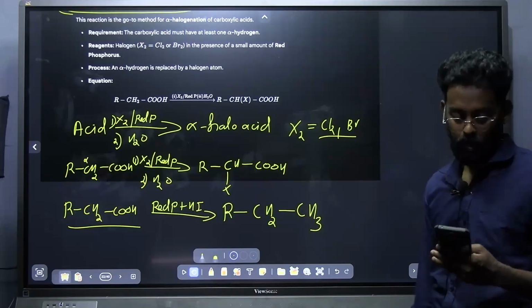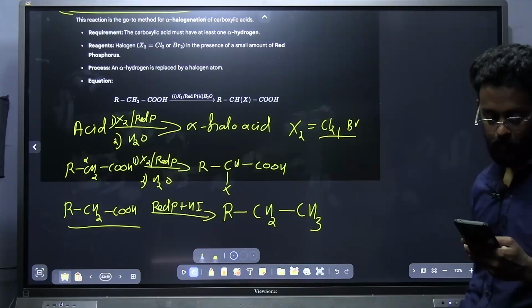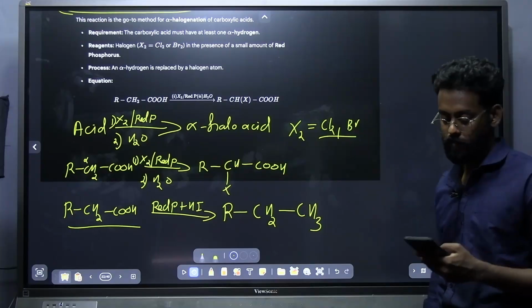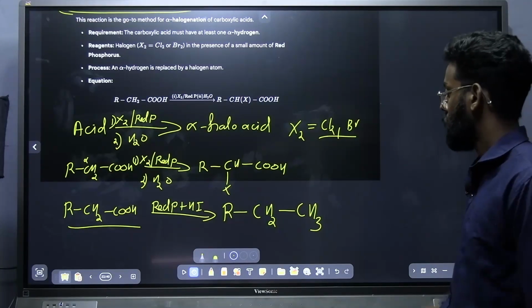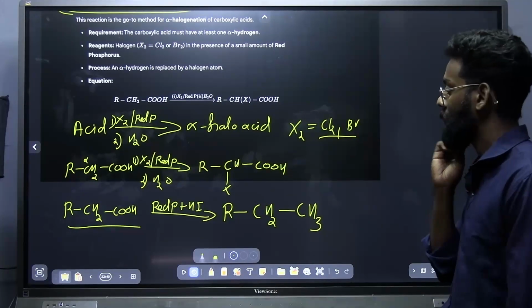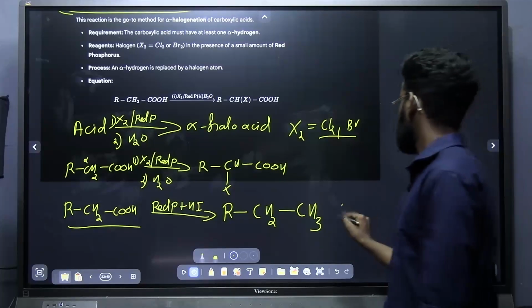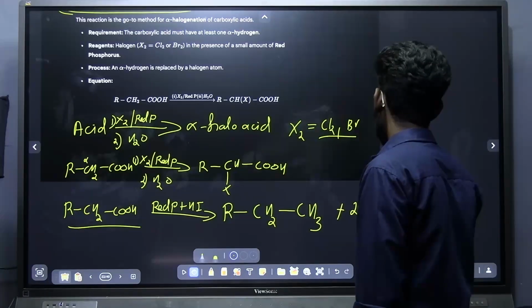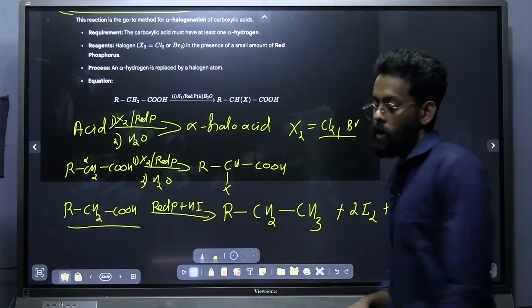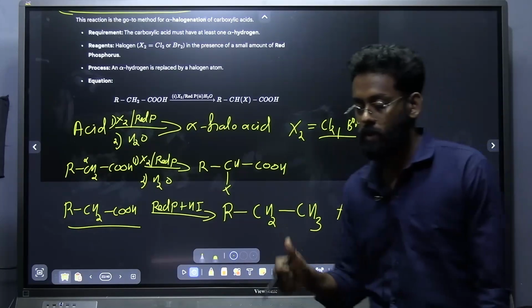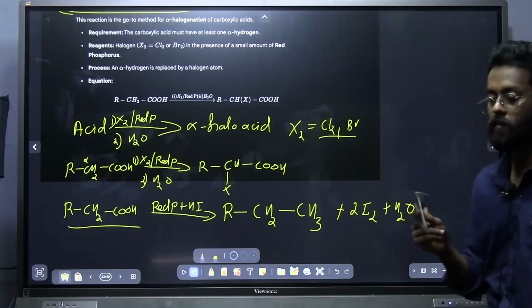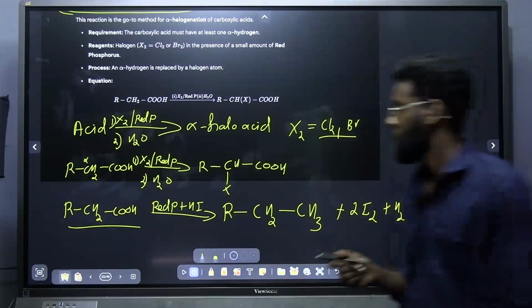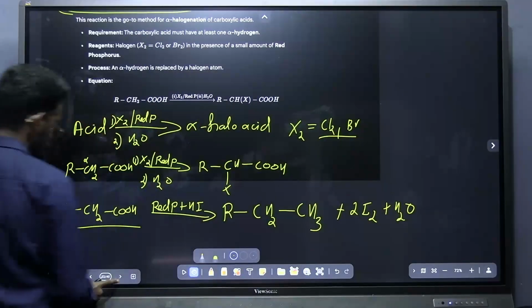If you have noted down, we can move. Done everyone? RCH2CH3 plus 2I2 plus H2O. Students, are you done? Noted down everything? Shall I move? Yes, everyone. Okay.